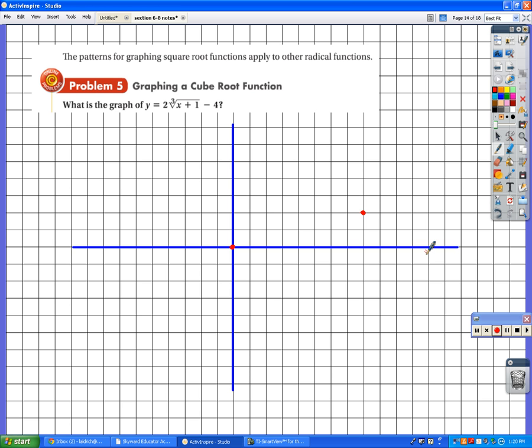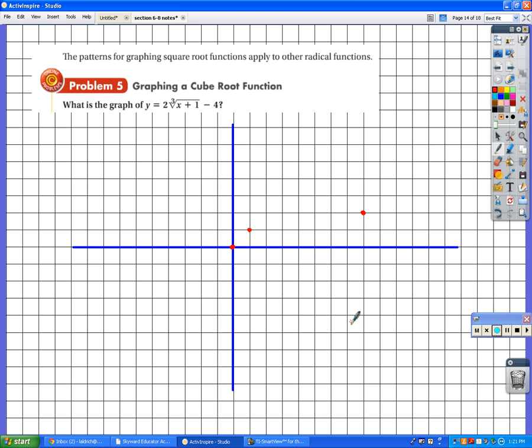So that point is also going to be on the graph. What about a number in between 0 and 8? 1. The cube root of 1 is 1. Okay? So the square root function and the cube root function look the same when we're starting because they both go through these points.